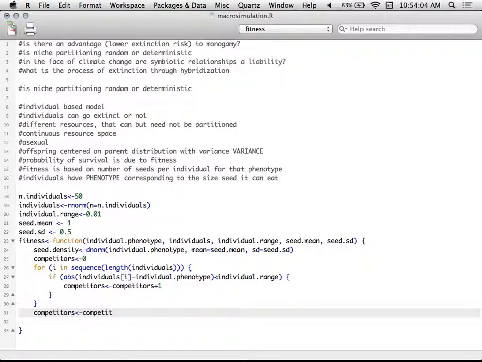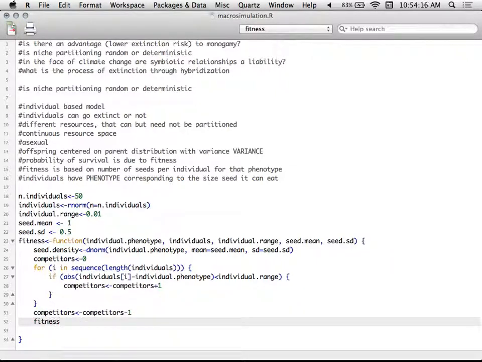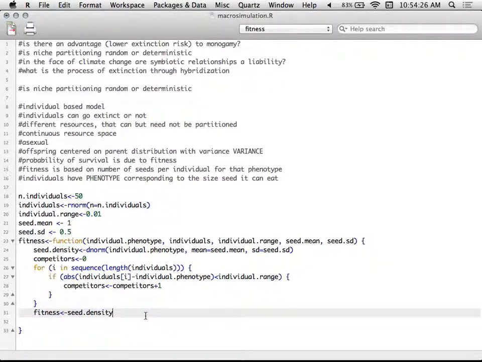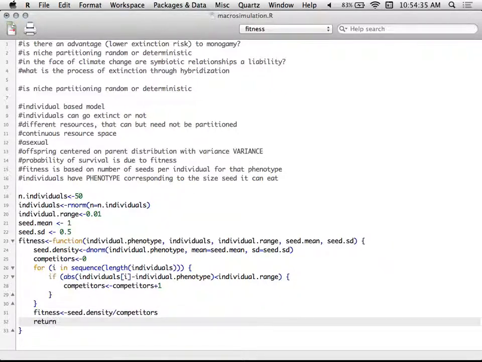Always use variables you can spell consistently. Right. I could have just made this -1 up here, but not for clarity. Alright. And now fitness is seed density. So it'll be at least 0, and 1 divided by competitors. So the number of seeds at that point, but divided by the number of things eating it. Right? Now I'll return fitness. So I have my fitness function.